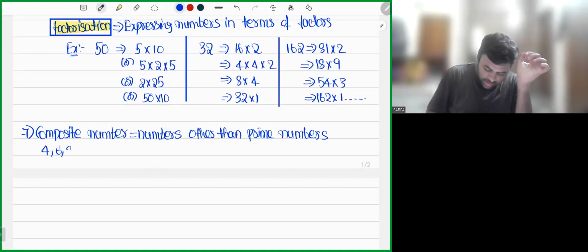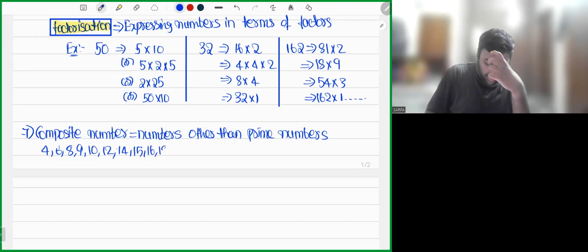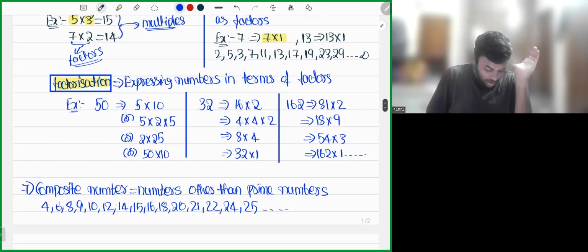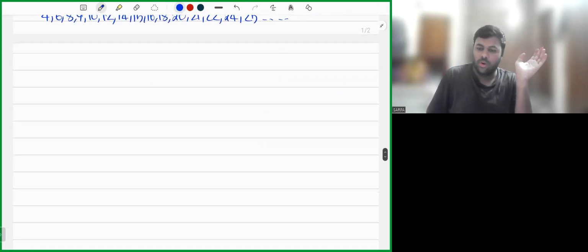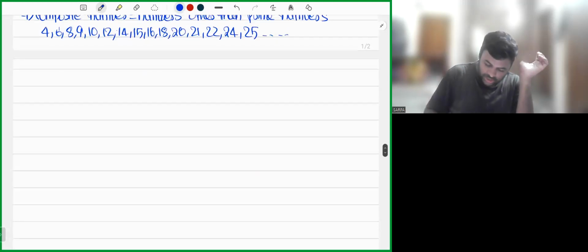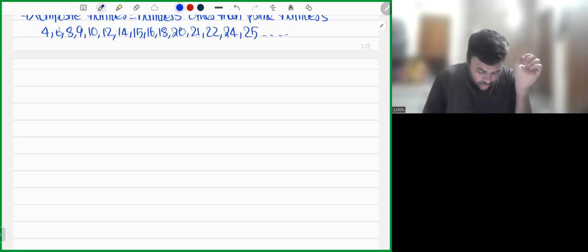6, 8, 9, 10, 12, 14, 15, 16, 18, 20, 21, 22, 24, 25, and so on. You can go ahead and write many composite numbers. Okay, fine, everybody. So I hope composite numbers are clear and factorization is clear. Yes, sir, they are clear, sir. There is no issue.